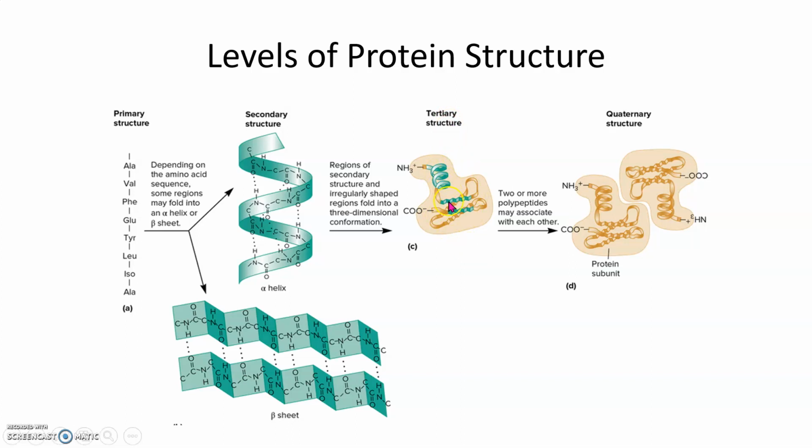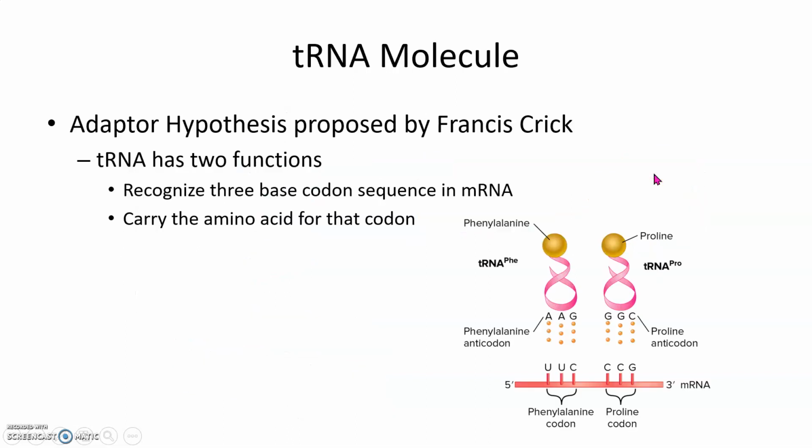A lot of proteins stop here at the tertiary structure. However, if a protein is made up of more than one polypeptide, then it's a quaternary structure. We will stop here and pick up on tRNA and rRNA in the next video.